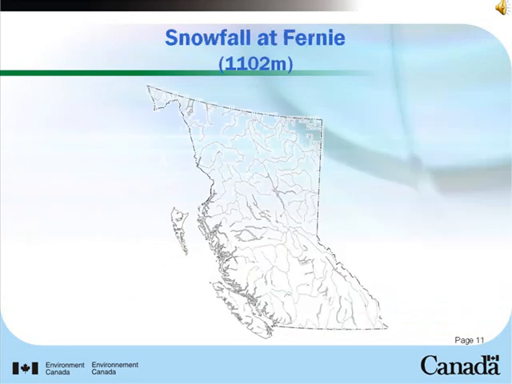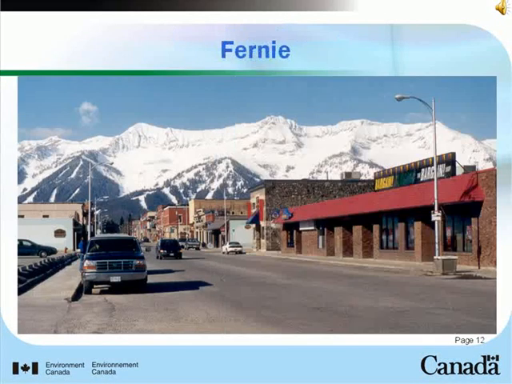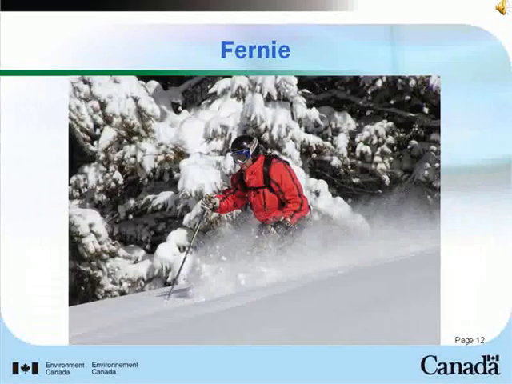Let's take a look at snowfall at Fernie, BC, which has an elevation of about 1,100 meters. Fernie is located in the southeast corner of the province, in the Elk Valley. The Rocky Mountains provide a dramatic backdrop at Fernie, and it's well known as a mecca for powder skiing. Environment Canada's climate records there date back to 1913.